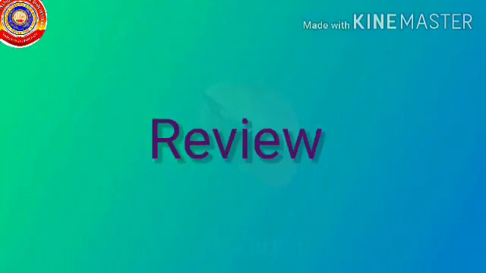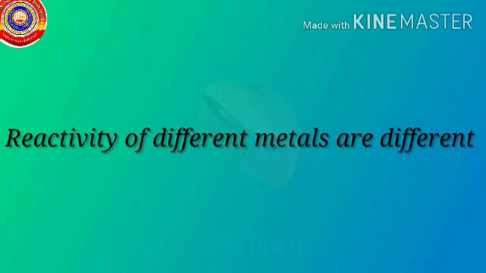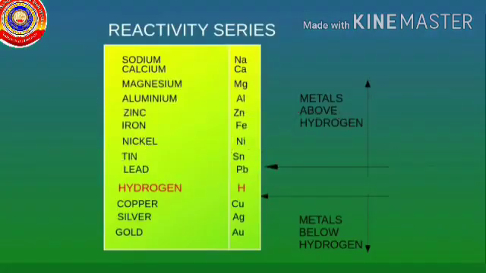So students, let's conclude today's topic. We learnt about the reactions of different metals with water, air and acids. And we found the reactivity of different metals are different in each cases. The elements can be arranged in the decreasing order of their reactivity in a series called a reactivity series. Using this series, we can compare the reactivity of different metals.